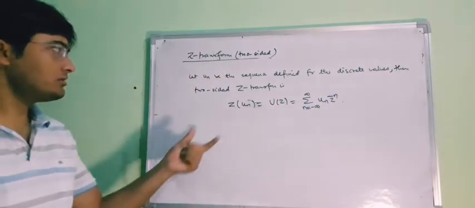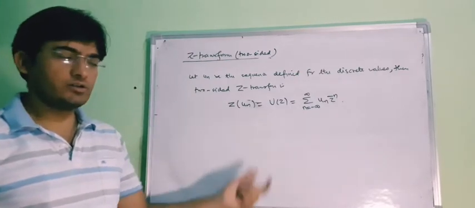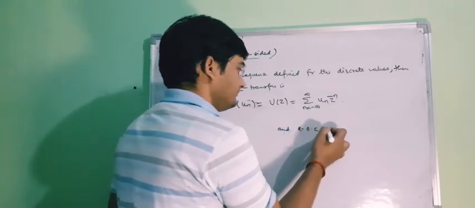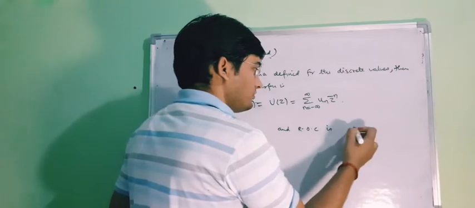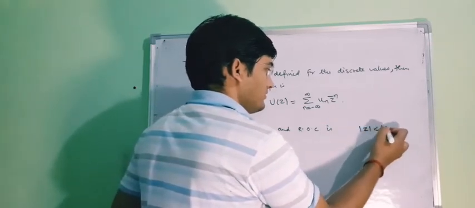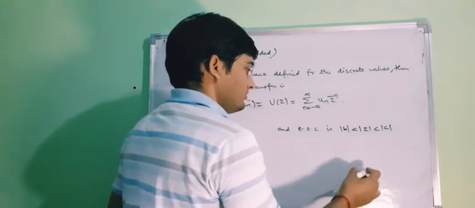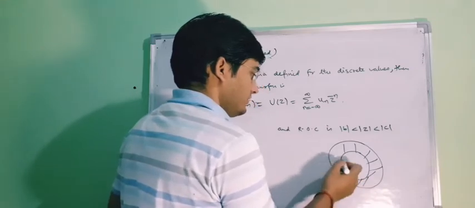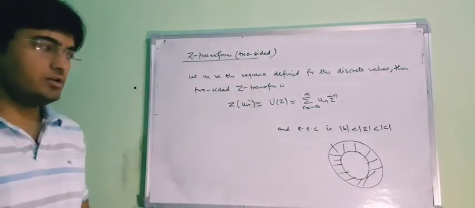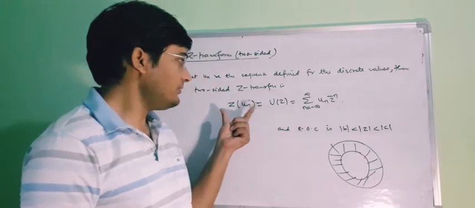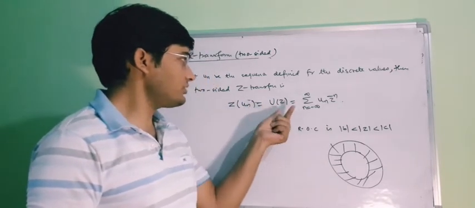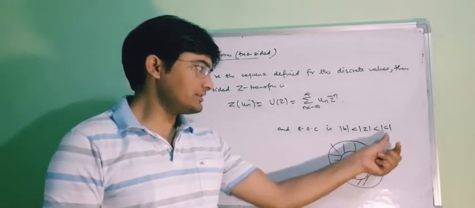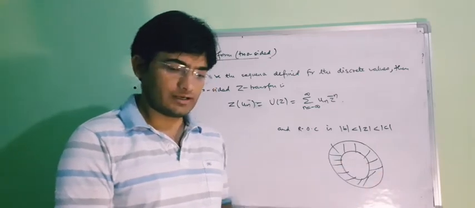This is your two-sided Z transformation, and the region of convergence will be the annular region, say mod z less than c and mod z greater than mod b. So this annular region will be the ROC, the region of convergence of the Z transformation of this particular sequence, where mod z is less than c and it has to be greater than mod b. That means the annular portion.